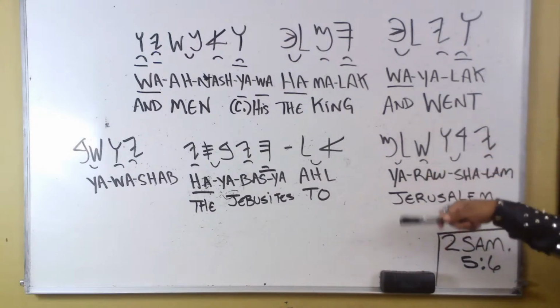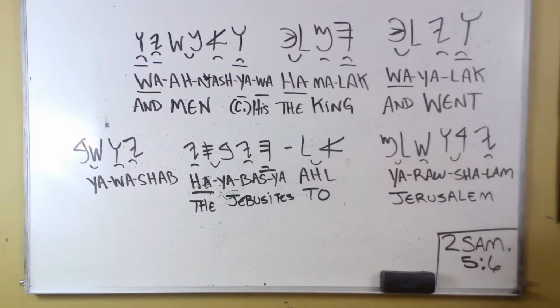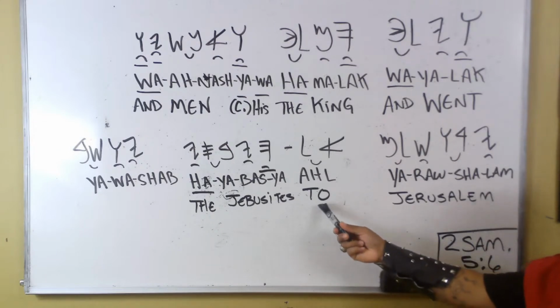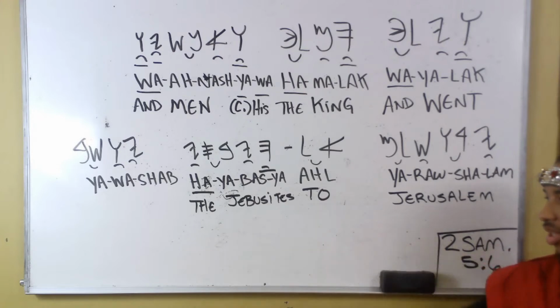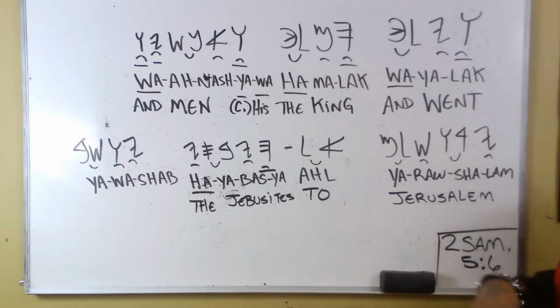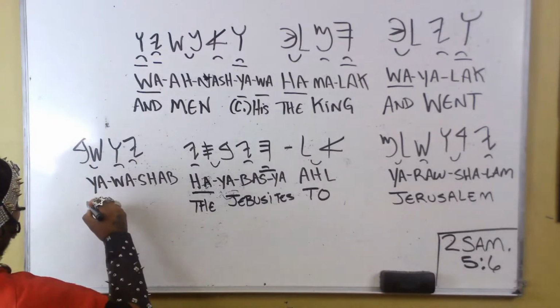Wayalak and when Hamalak the king, Anashua and his men, Jerusalem, Al to Ha Yabasia, the Jebusites. Yeshua: dwell, to the Jebusites dwell, to the Jebusites sit, to the Jebusites inhabit. Let's put dwelling. Let's try that, right?